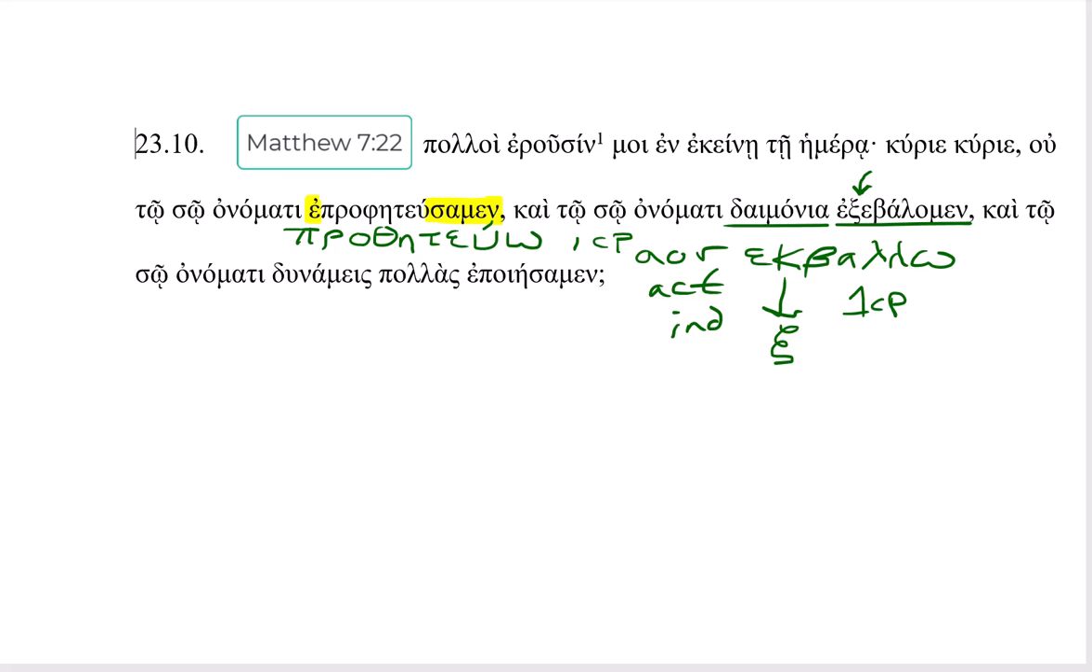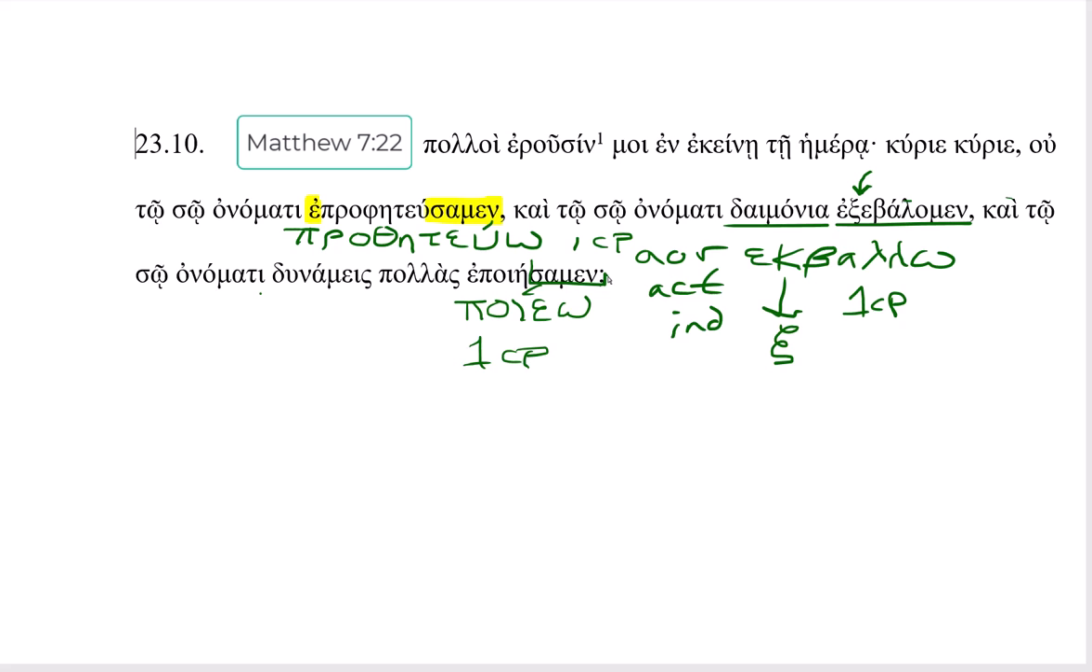And in your name cast out demons. Kai to so onomati, and in your name, dunameis, so mighty works or wonders. Pollas, many, and then we have a nice first aorist verb here, epoiesamen. It's going to be poieo, and we get the same samen ending, so the sigma alpha tense formative and the men ending. So first person plural, aorist active indicative.